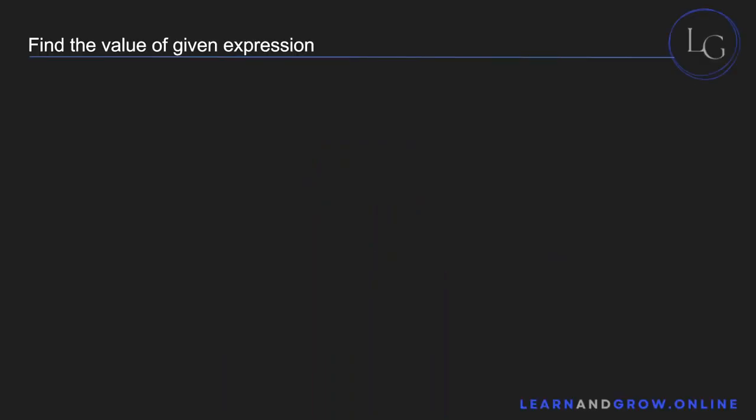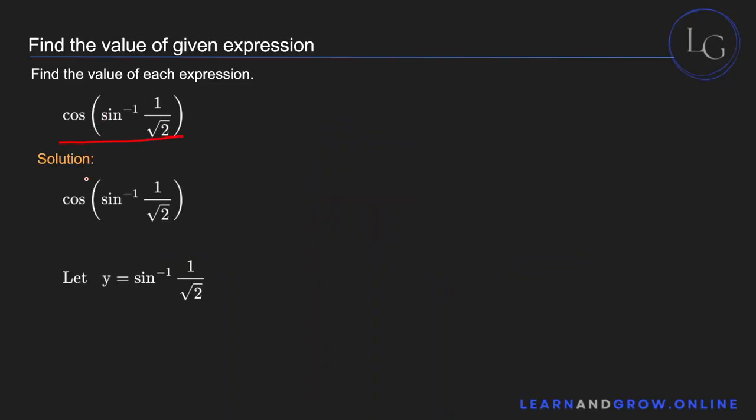Now let's see how you can find the value of this expression. Okay, now it says we have to find the value of cosine of sine inverse 1 by under root 2, right? So first let's deal with this bracket as we do in maths. So let's give this sine inverse 1 by under root 2 equal to y, right?